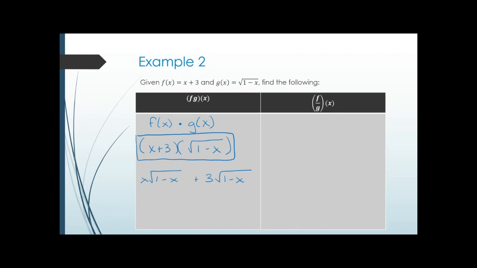And then we've got (f/g)(x), so that is f of x over g of x. So you're creating a fraction. So f of x is x plus 3, and g of x is the square root of 1 minus x. So generally, we just leave it like that. We don't really rationalize the denominator unless it's only numbers. Because our denominator has variables in it, we don't really worry about having that square root in the denominator. We can leave it like that. It saves you some work.